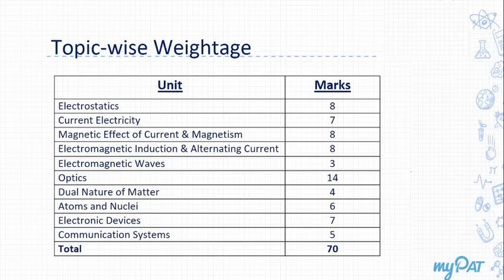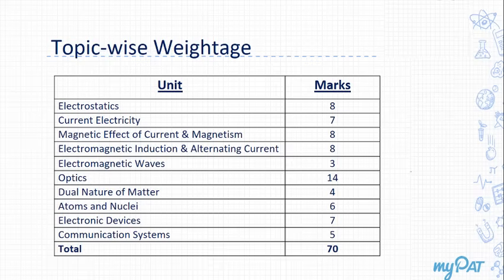Electrostatics stands for 8 marks, current electricity for 7, magnetic effect of current as well as magnetism is 8, electromagnetic induction and AC is 8, EM wave is for 3 marks, optics, which includes both geometrical optics as well as wave optics, is for 14 marks. And then in the modern physics section, dual nature of matter, atoms and nuclei, electronic devices, communication systems together account for around 22 marks.